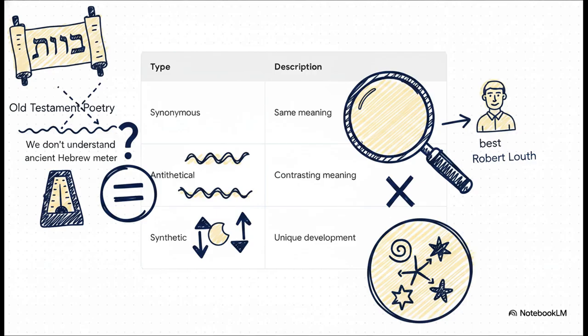So, our very best interpretive tool, which was discovered by Robert Lowth centuries ago, is identifying parallelism. Synonymous parallelism is where the second line means essentially the same as the first, making them mutually interpretive. Antithetical is where the second line directly contrasts the first line. And synthetic, well, that's basically our catch-all category for anything that develops the thought in other unique ways.